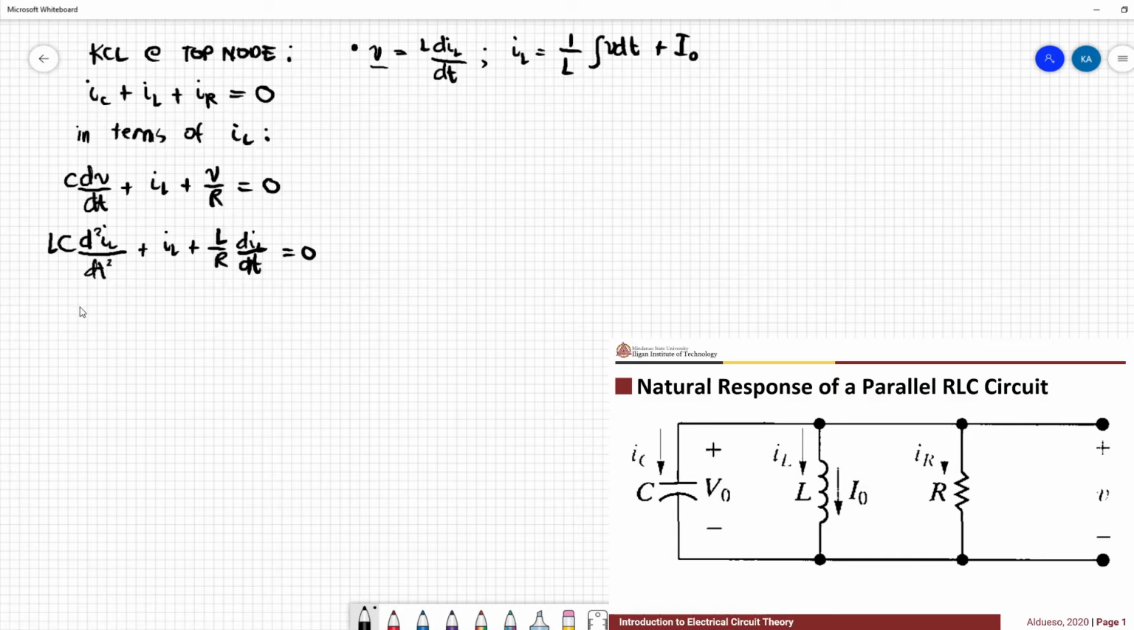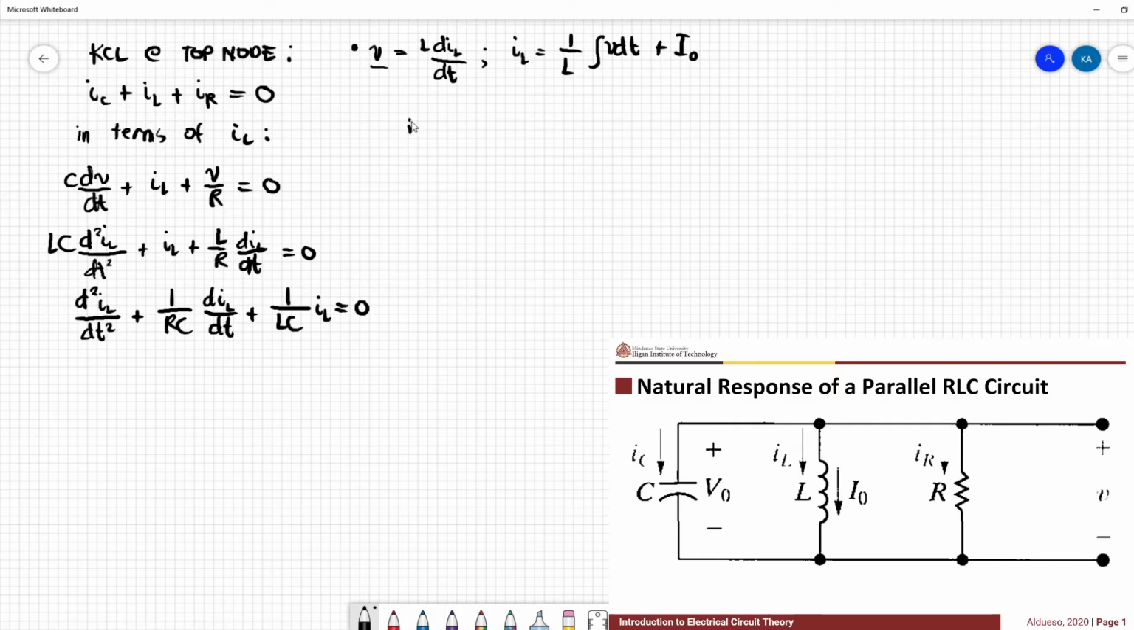So if we rearrange this equation, we have d squared IL over dt squared plus 1 over RC dIL over dt plus 1 over LC IL equal to 0.